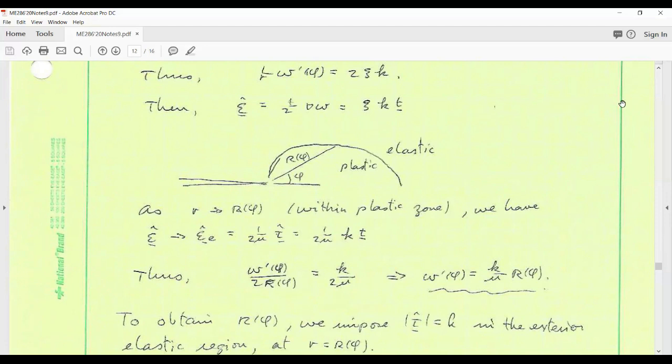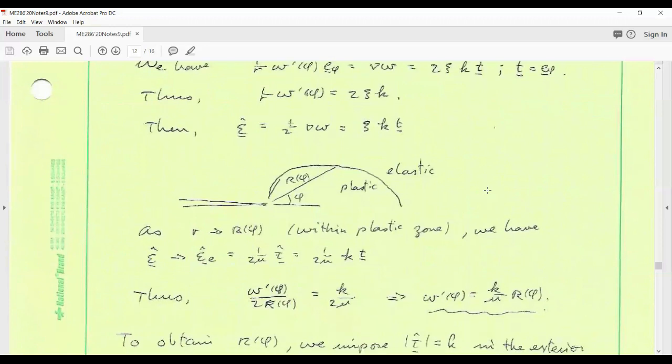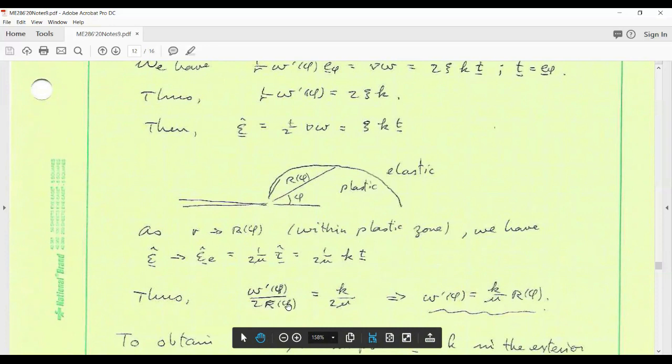It is, let me back up here. The strain vector is 1/2 gradient W. As R approaches R, capital R of phi, with the 1/2 incorporated, we have this from the total strain. And that has to equal this, which is K over 2 mu times E phi, right? There's an E phi here. So we just get this equation.